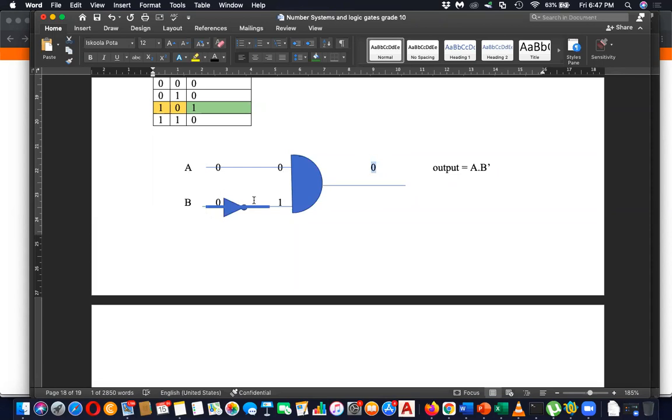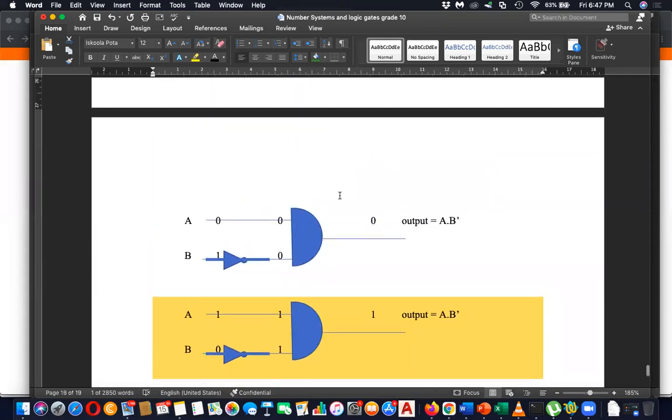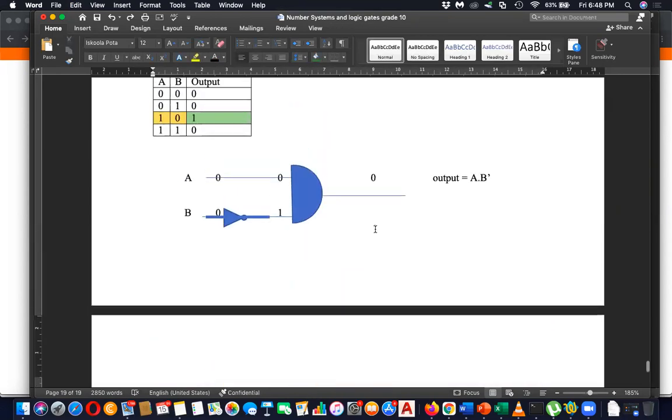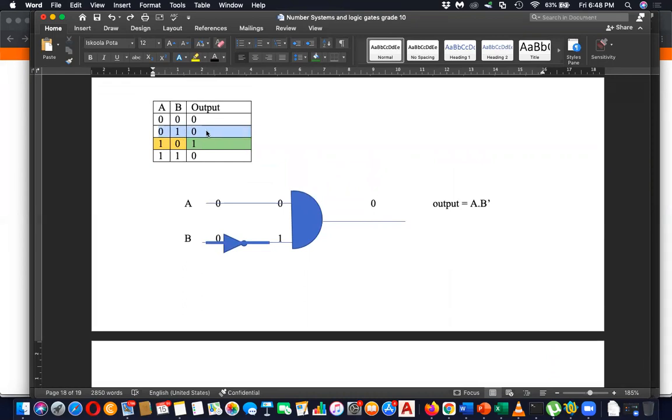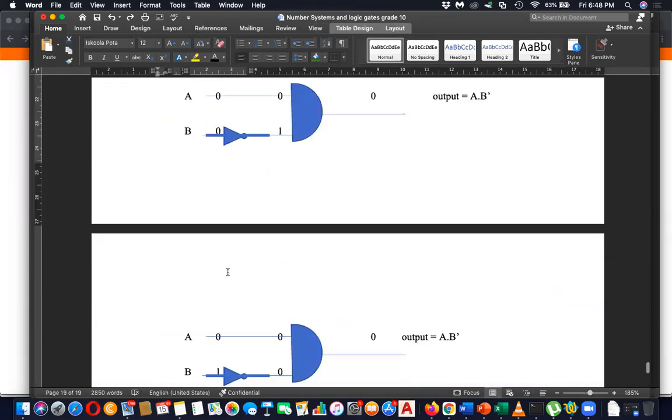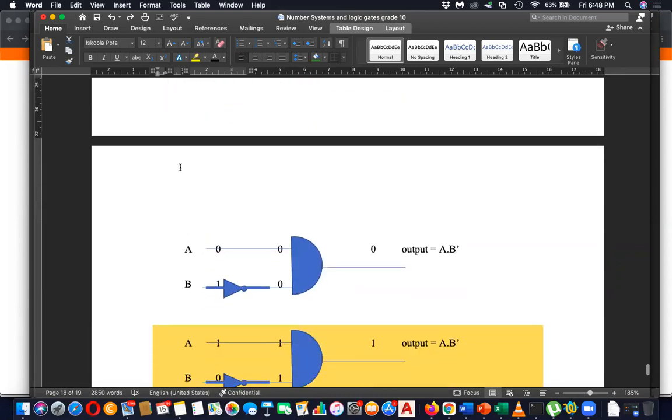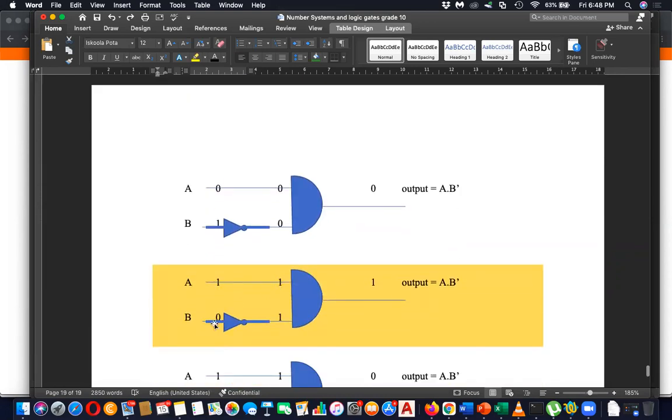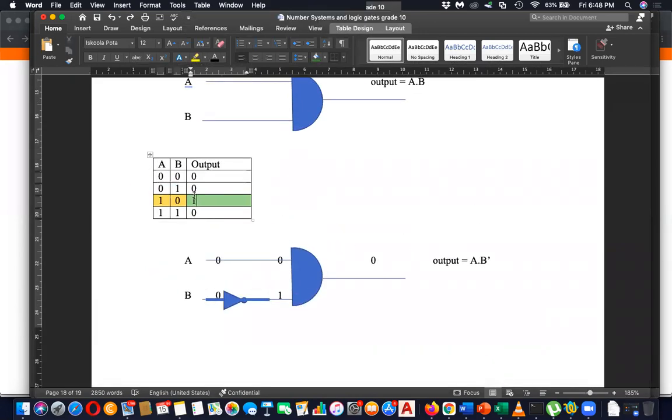If A and B are both 0, the output is 0. Next one, 0 and 1: the 0 will anyway go as 0, and the 1 will be inverted, so it will also become 0. If both are 0, it's 0 the second time too. Then the third one, 1 0: the first one is 1 and goes through, the second one is 0 and inverts, so 1 and 1 gives 1. So this requirement is satisfied.